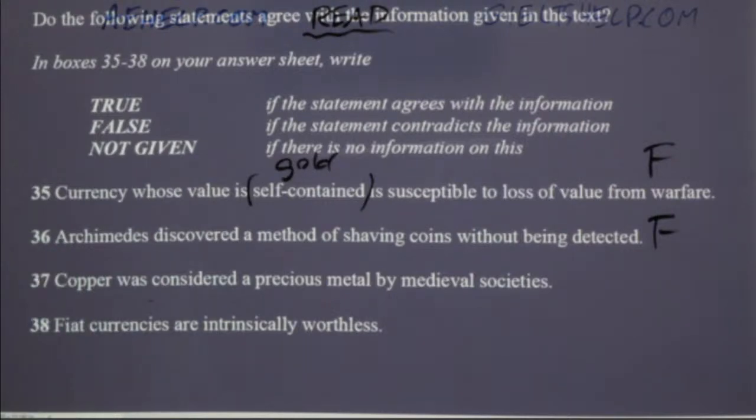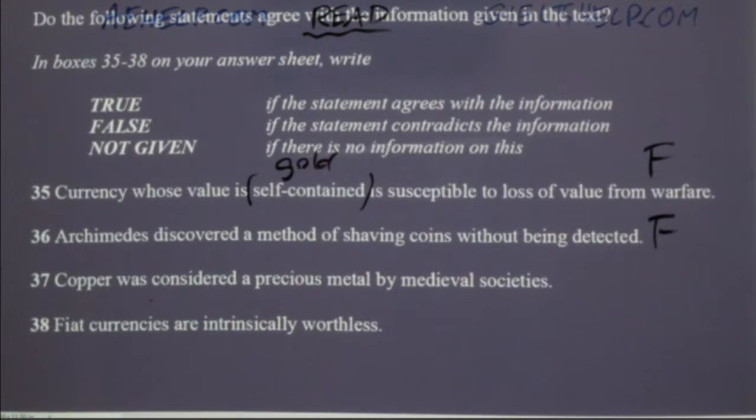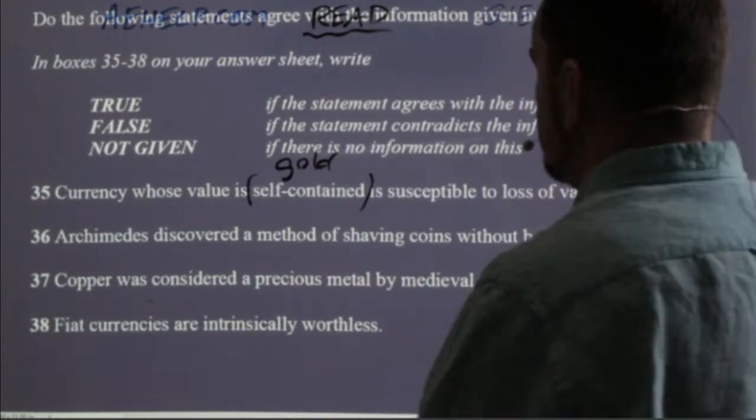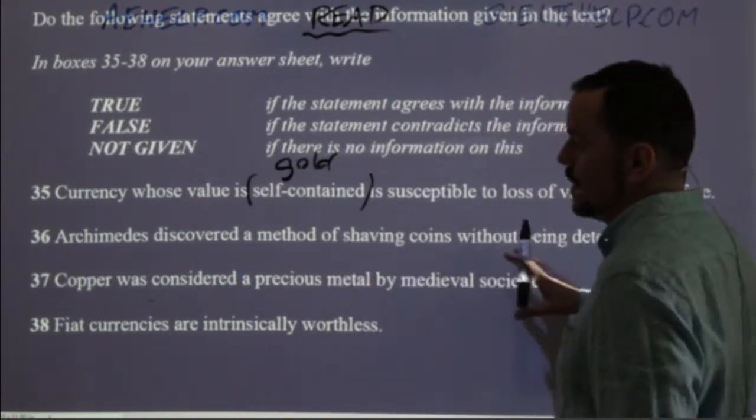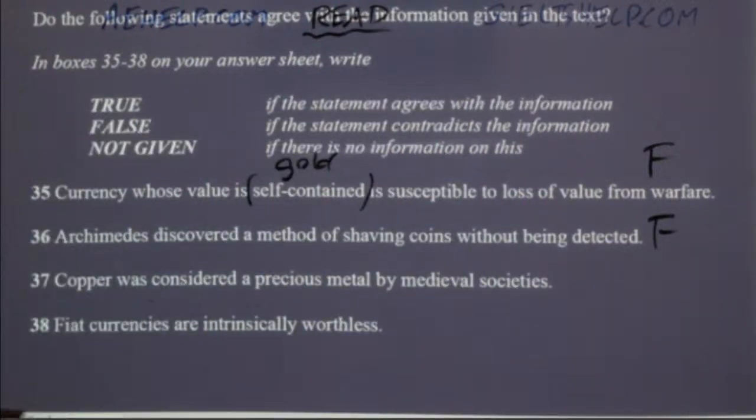Okay, so number 36 would be false again. Archimedes discovered a method to know if the weight of gold has been tampered with. All right. 37.